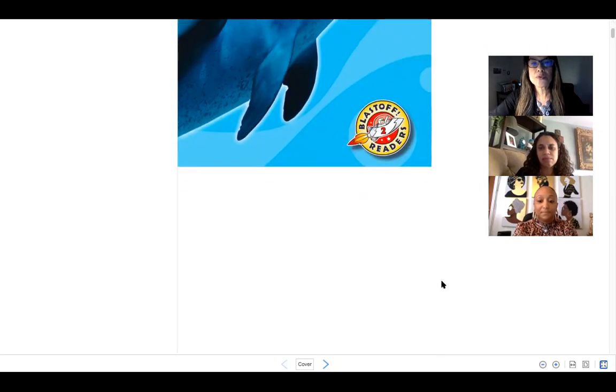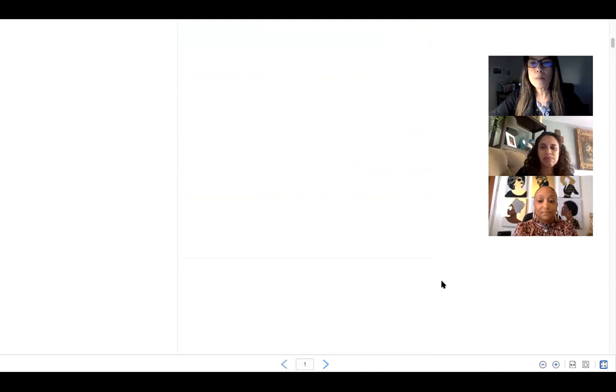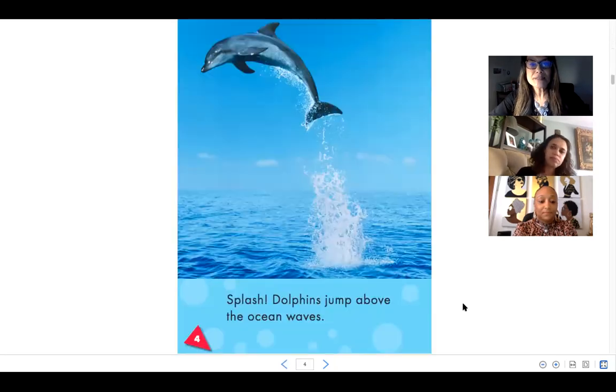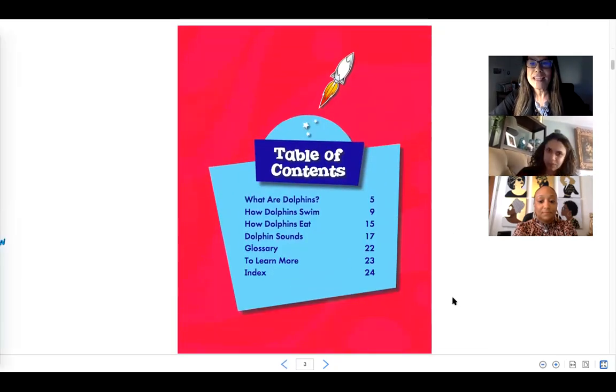Now, as we scroll through the book, we're going to just talk about a couple of features that you'll find in a nonfiction text. So the book is loading. Thank you for being patient. And here we have the table of contents. And when you see the table of contents, for the kindergarten through second graders, you want to just talk about what a table of contents is and just let them know that it's going to tell us where we can find information in the book.